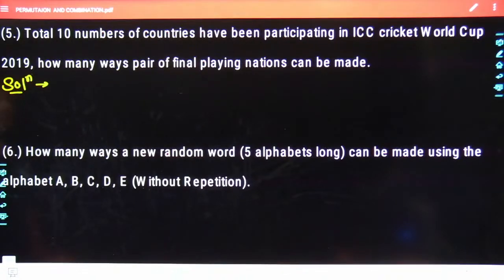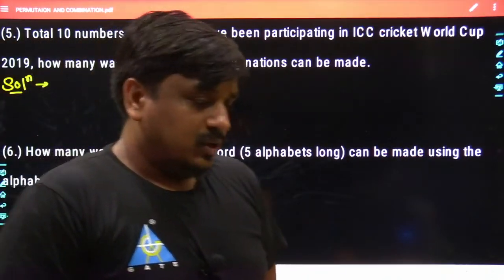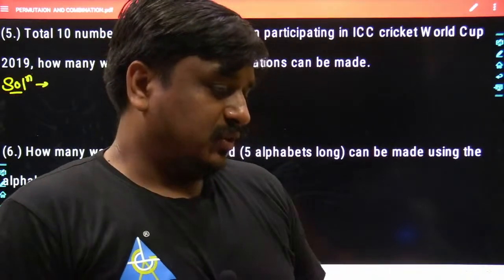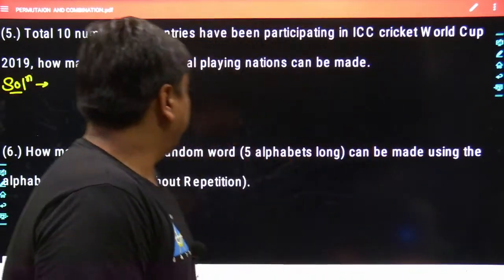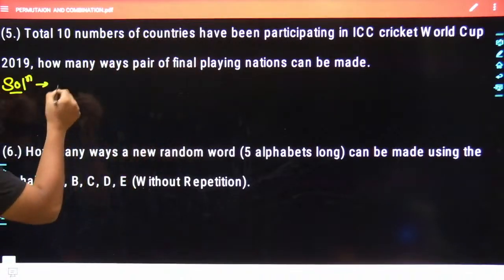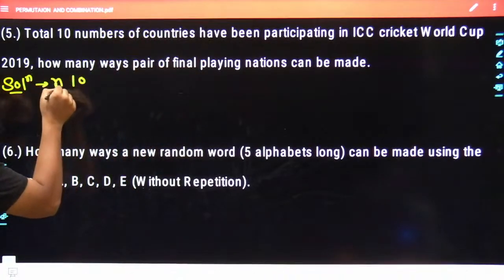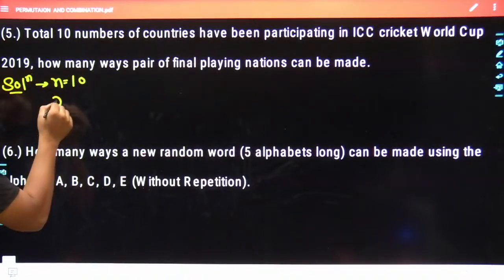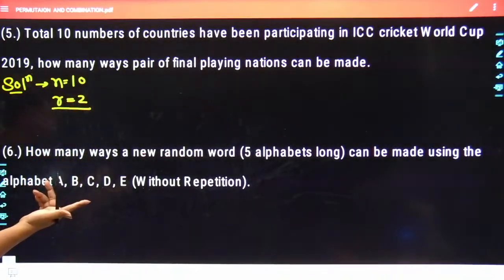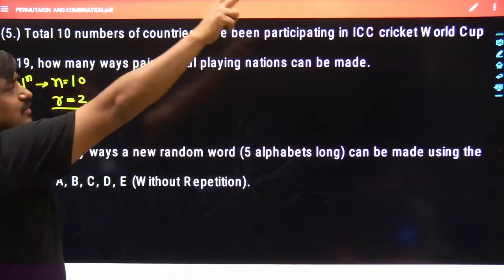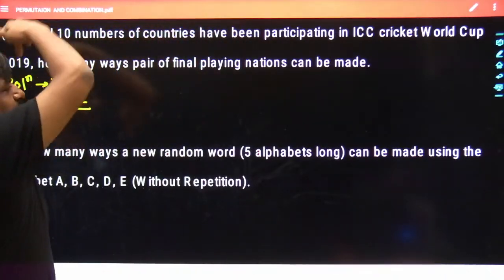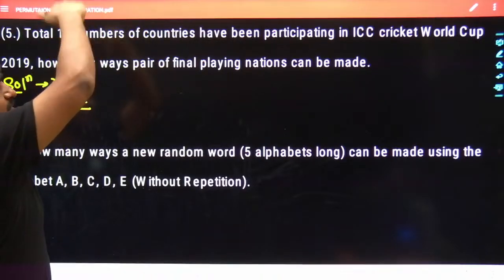In 2019, we had 10 teams. Out of 10 teams, we had to finalize the 2 final playing nations. How many ways could it have been done? 10C1 into 9C1, what is it? I couldn't understand, my dear fans, what the situation was over here. You had 10 items, and out of 10 items, you are going to select 2 items. That's it. Either it could be the first team and the last team, the first team and the second team, the first team and the second last team, or the third and fourth.